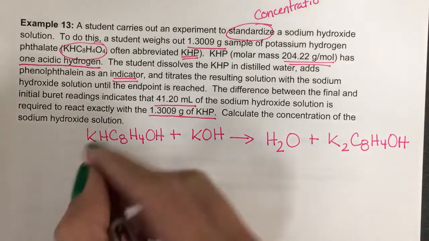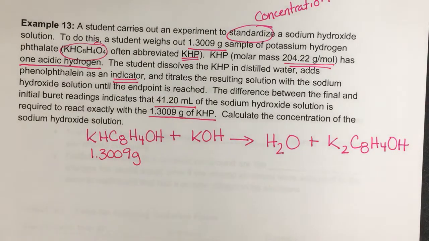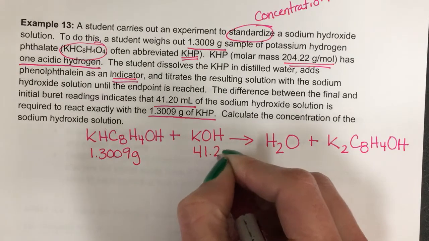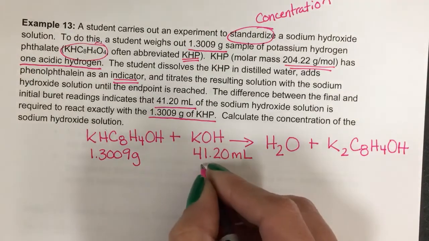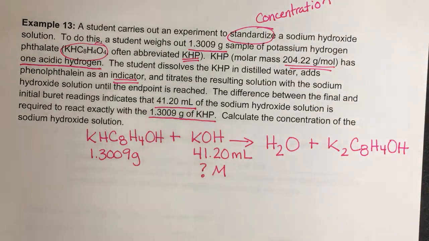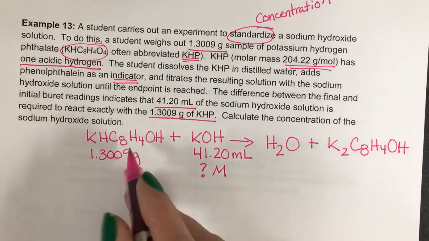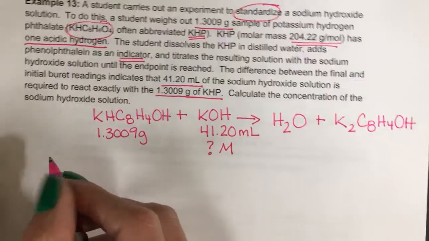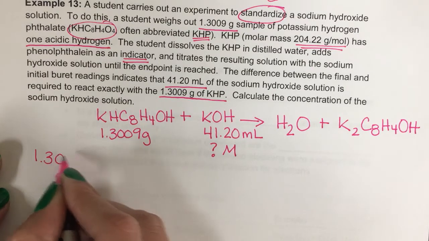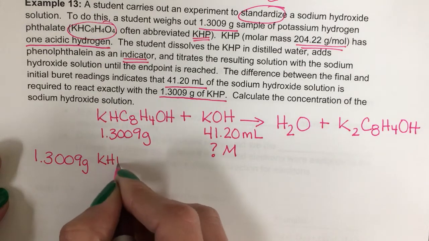Okay, so I know that I've got 1.300 grams of this. I know that I've got 41.20 milliliters of this. I know that I'm trying to find the concentration of this. Okay? So, I know exactly how many grams of this I have, so let's start there. I always start with the thing that is my known, my titrant. So I've got 1.300 grams. Instead of writing this whole thing out, I'm just going to call it KHP.